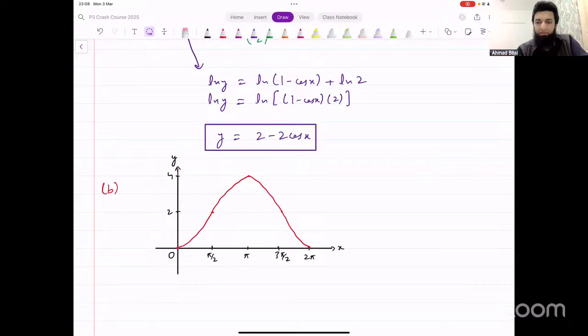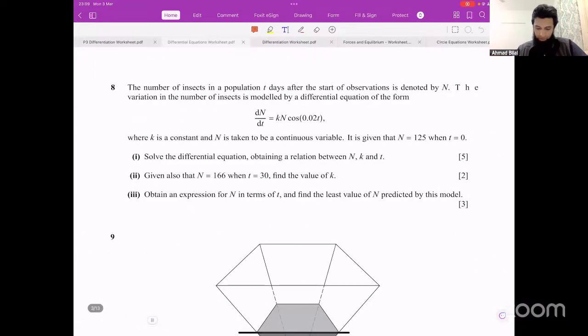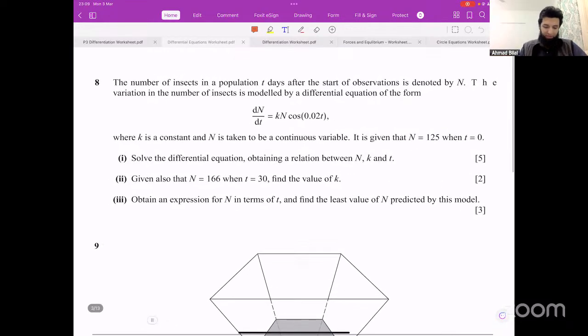Next question. Okay, question number 8 from the worksheet. Let's have a look at this now. Okay, so this looks like a good one. Question 8 from the worksheet. Let's try this.